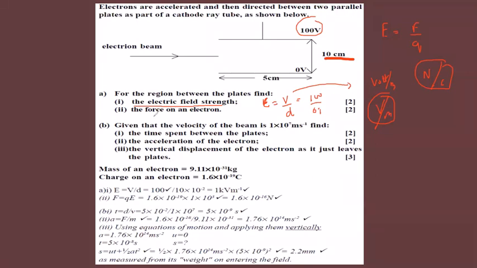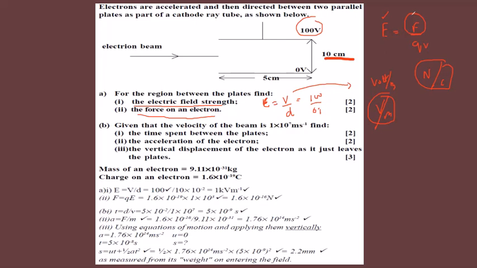For the second part, the force on the electron. So how to find the force on the electron? We have the formula E is equal to F over Q. We have the electric field and we know the charge of the electron, so we can find the force which this electron will experience in this electric field. As we know, between the parallel plates, the electric field is constant, so we can find this force.